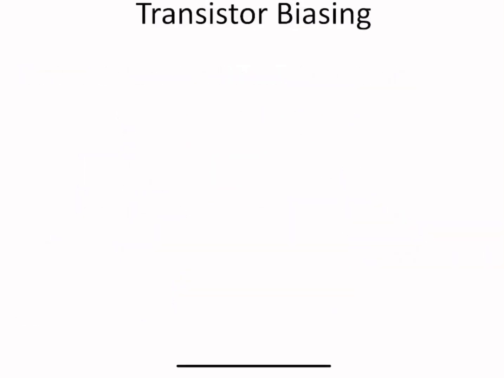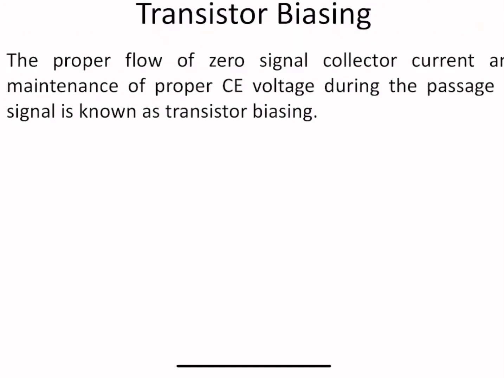Transistor biasing. What is transistor biasing? Proper flow of zero signal collector current and maintenance of collector emitter voltage during the passage of signal is known as transistor biasing.